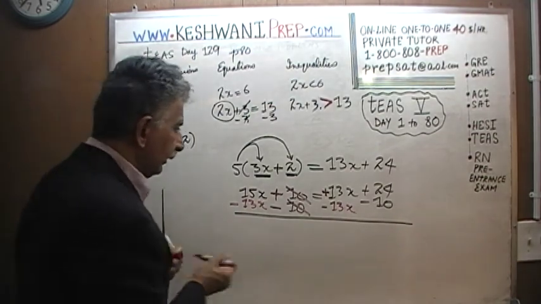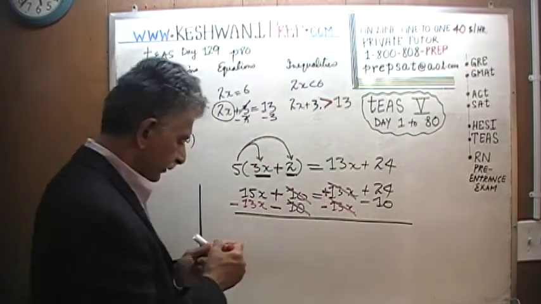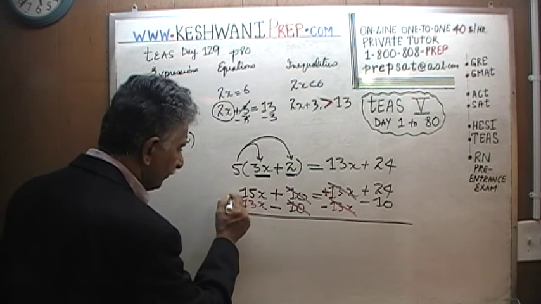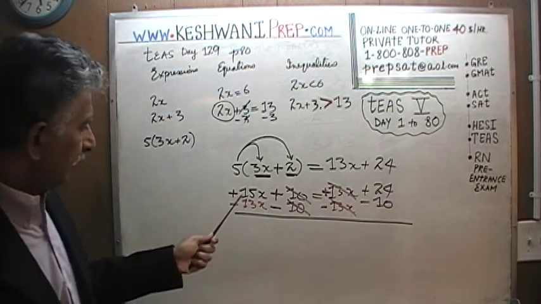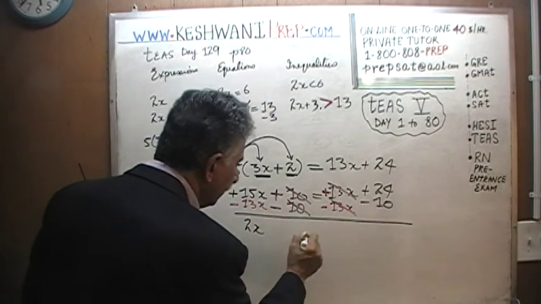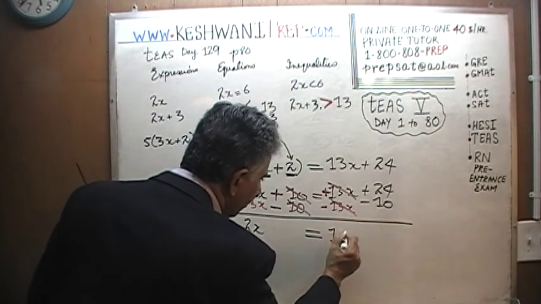And now, this positive 13x and a negative 13x, they're going to cancel each other out. Now watch what happens. This is a plus 10. Since there is no sign in front of it, it's positive. 15 minus 13 is 2x. This thing's gone. Equals 24 minus 10, which is 14.